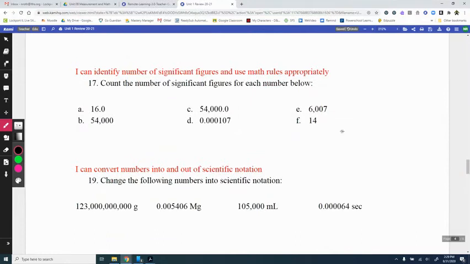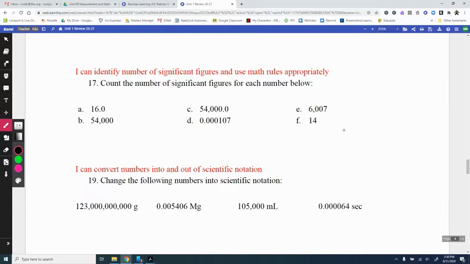All right, next we've got sig figs. Remember our 3 rules of sig figs. Any non-zero digit is automatically significant, no exceptions. Next are our zeros. We have 3 types of zeros: leading zeros, trailing zeros, and sandwich zeros. Leading zeros are never significant. Sandwich zeros are always significant, and trailing zeros are significant if there is a decimal somewhere in the number.